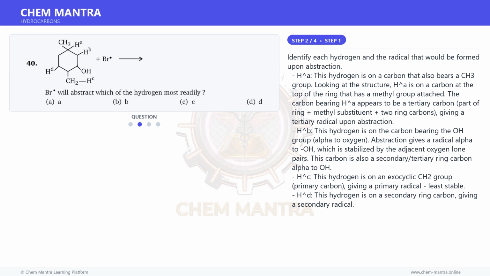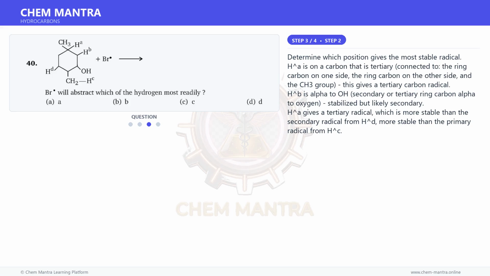HB, this hydrogen is on the carbon bearing the OH group, alpha to oxygen. Abstraction gives a radical alpha to OH, which is stabilized by the adjacent oxygen lone pairs. This carbon is also a secondary ring carbon alpha to OH. HC, this hydrogen is on an exocyclic CH2 group, primary carbon, giving a primary radical, least stable. HD, this hydrogen is on a secondary ring carbon, giving a secondary radical.